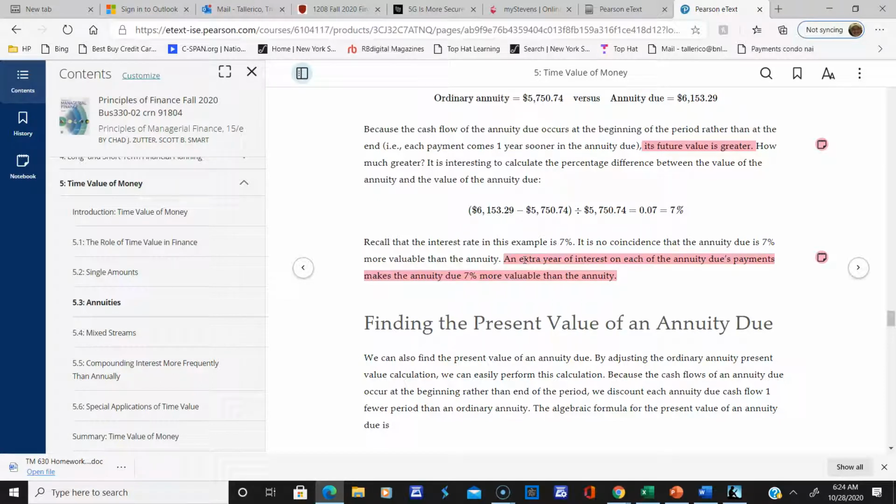All right, so we're about 11 minutes into this. I'll pick this up at the present value of an annuity due for the next part. All right, thank you, everybody.